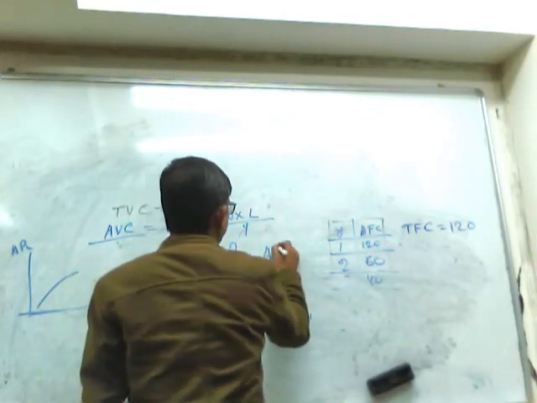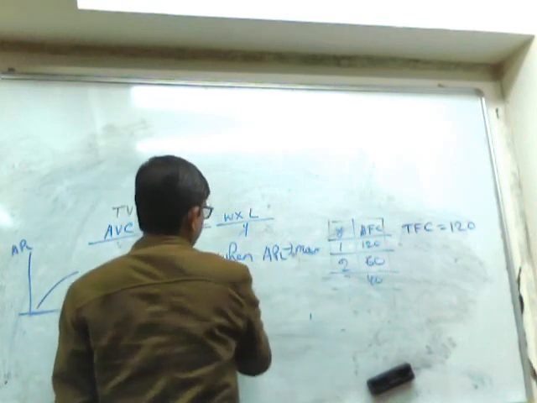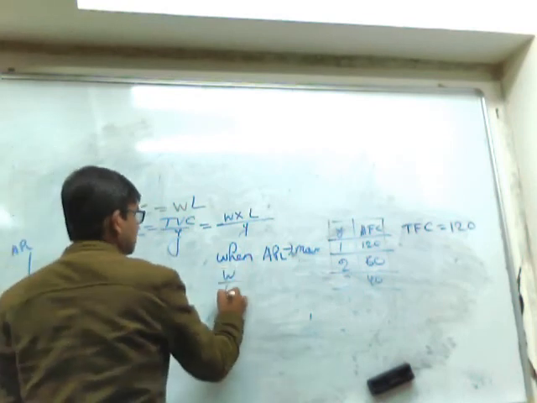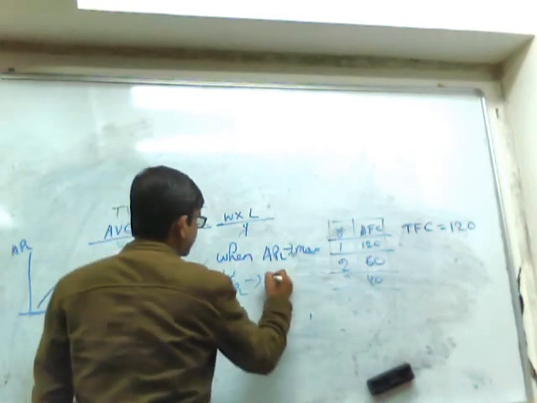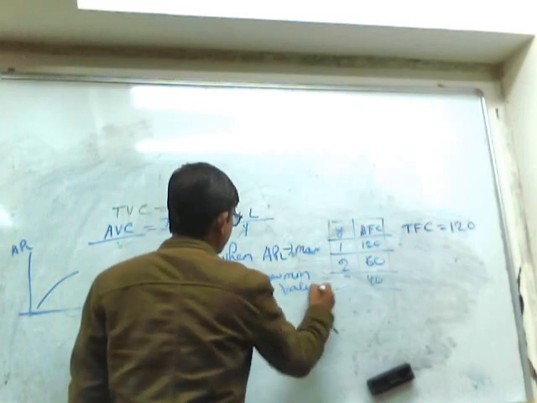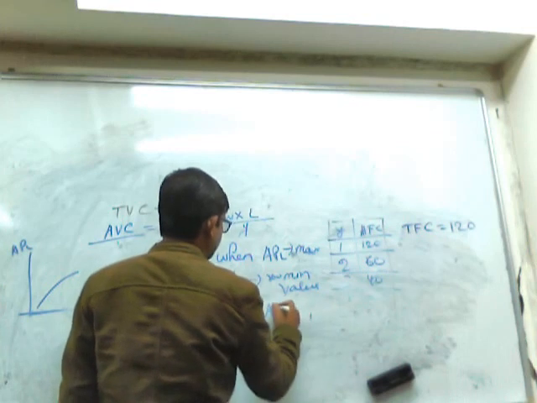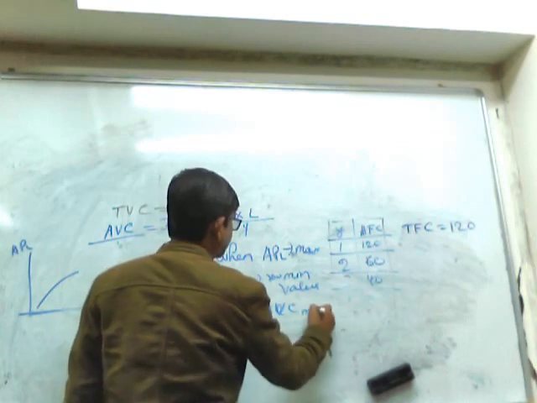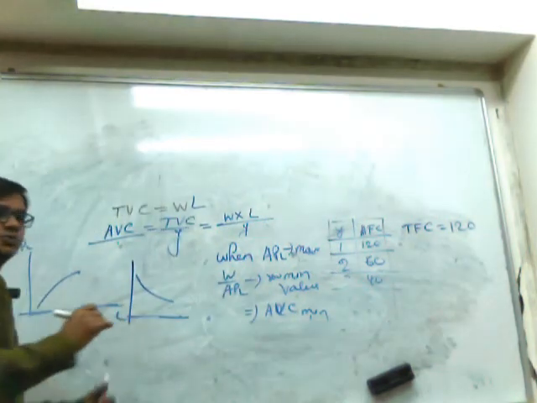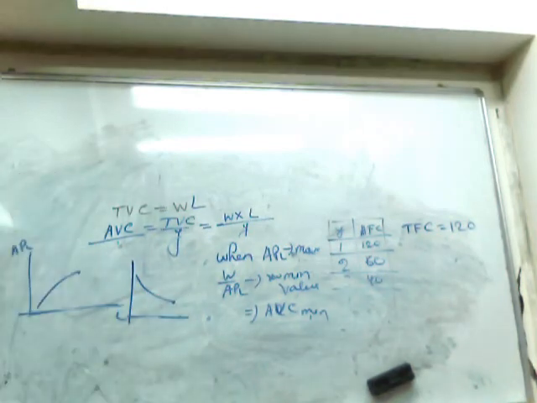Next, when APL takes its maximum value, then definitely the value of W by APL will reach its minimum value. That implies average variable cost is at its minimum level. So, whenever average productivity of labor is maximum, average variable cost is minimum.